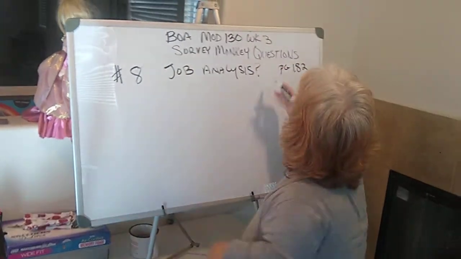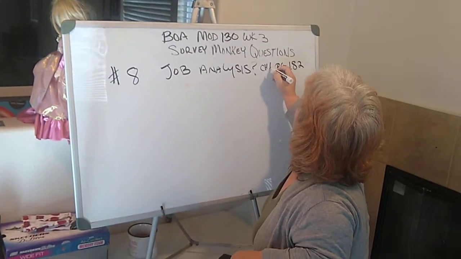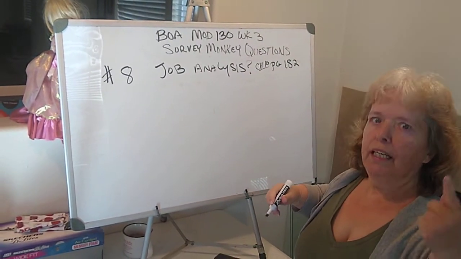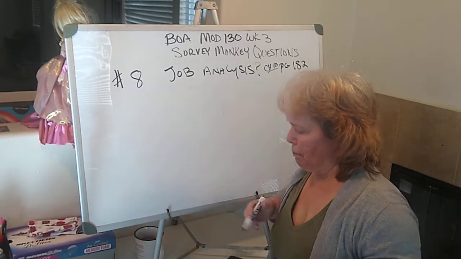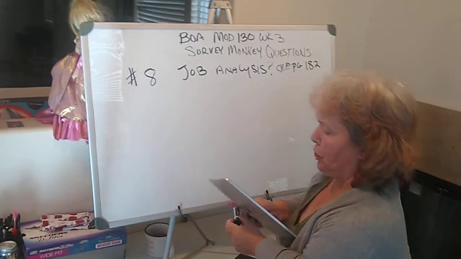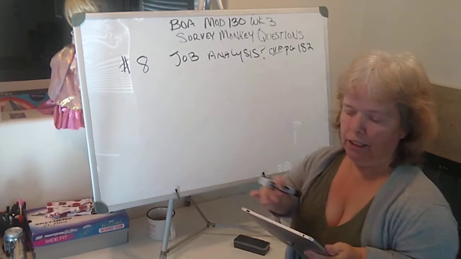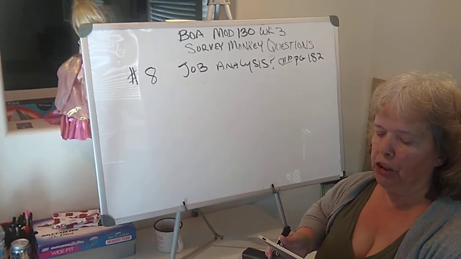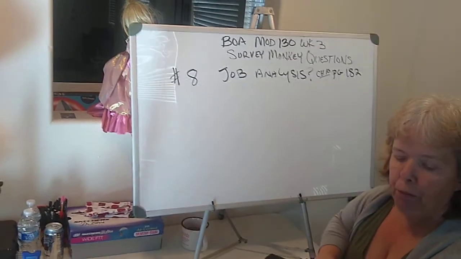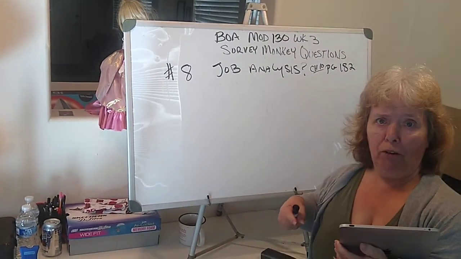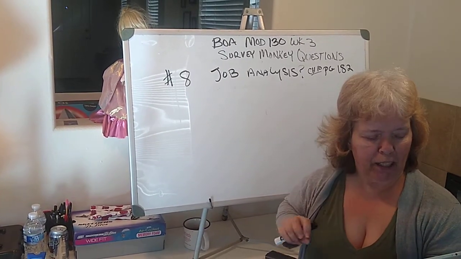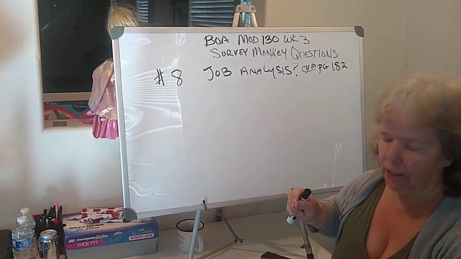Yes, this is chapter 10. So the chapters that we're dealing with are chapters 7, 9, and 10. So this is chapter 10. What is job analysis? If you look on page 182, it gives you the definition. The definition is the determination through observation and study of the pertinent information about a job, including specific tasks and necessary abilities, knowledge, and skills.